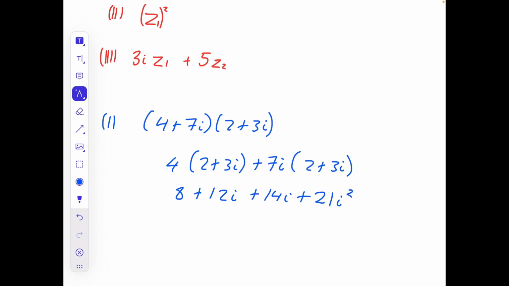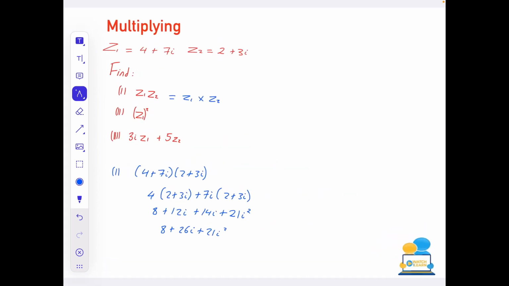Okay, so exactly the same as if this was normal algebra with x's and y's or a's and b's, whatever letter they choose. But this time there just happens to be i's. Now I'm going to tidy that up a little bit. So it's going to be 8 plus 26i plus 21i squared.